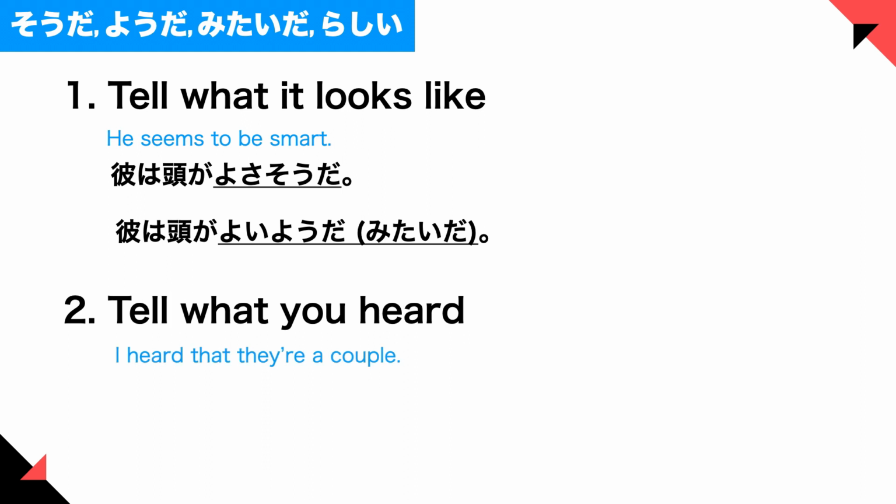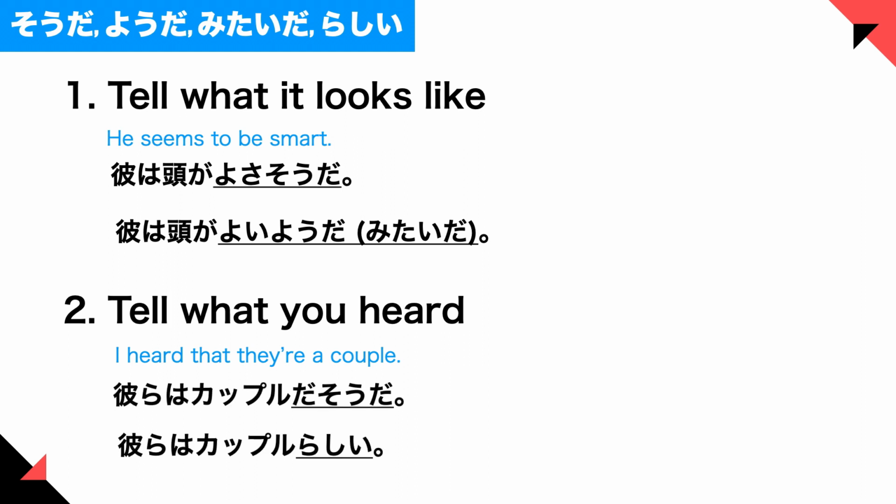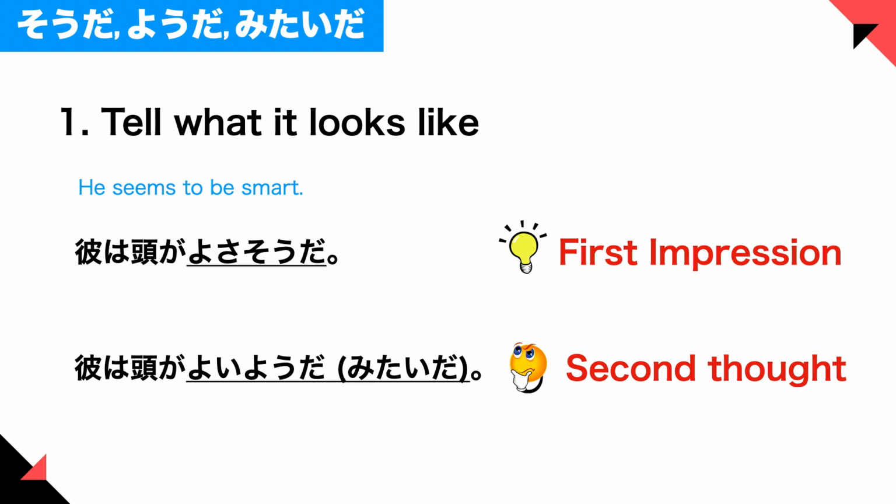Alright, the second meaning of those words is to tell what you heard. So, example sentence, I heard that they are a couple. You can say, 彼らはカップルだそうだ。Or, you can use らしい and say, 彼らはカップルらしい。Right, so two meanings. Tell what it looks like and tell what you heard. So, let's dig deeper into the first meaning. To tell what it looks like.